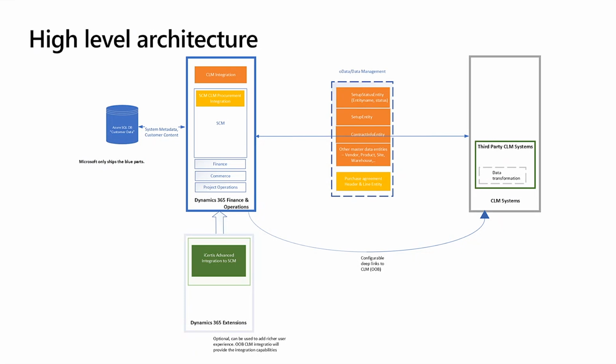The key components are: first, OData entities. We expose data through OData entities which external CLM systems such as iCertis can consume. These entities facilitate data synchronization which external CLM systems consume to read and send data. For instance, the CLM-specific entities created for the connection updates allow external systems to send updated status information back to Dynamics 365 Finance and Operations.